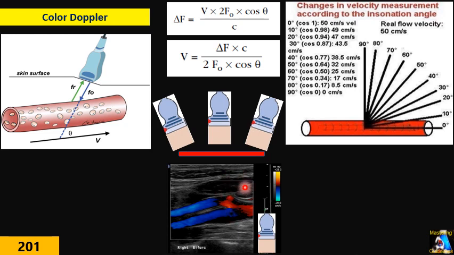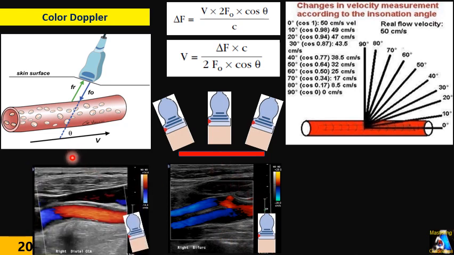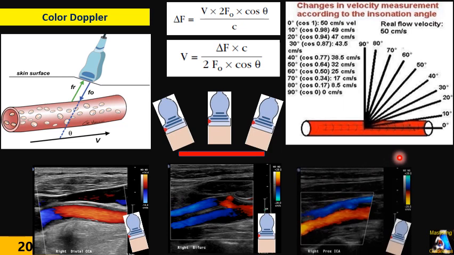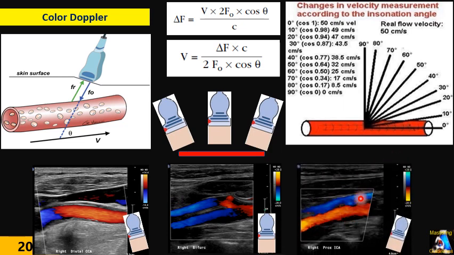As you know, when we turn on color, we have a color box. There is an option where we can change the color box direction: make it straight, or steer it to the right side or to the left side. The direction of the color box we call steering to the right or steering to the left. What does this mean? What does the machine do in this situation?